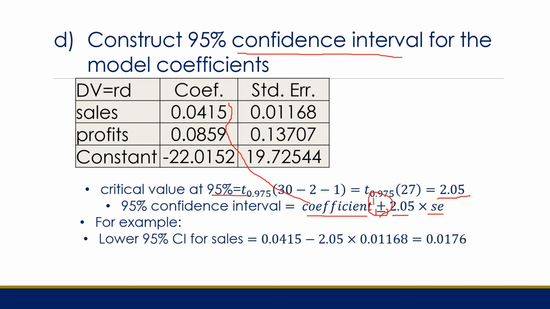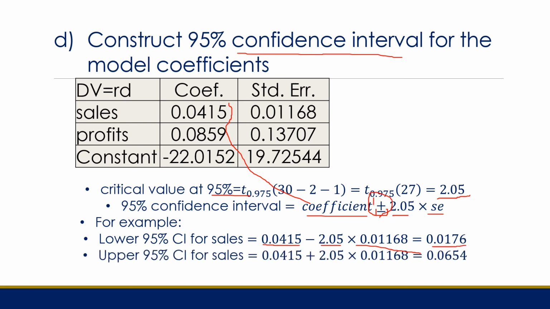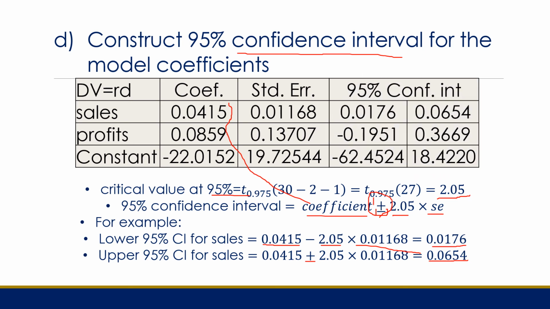For example, if you are getting the lower limit of the sales, then you've got 0.0415 minus 2.05 times the standard error, and then this is the lower limit. And the upper limit you just replace that one to be addition, and you get the upper limit is this. So you can compute the others in a similar fashion, and these are the results.